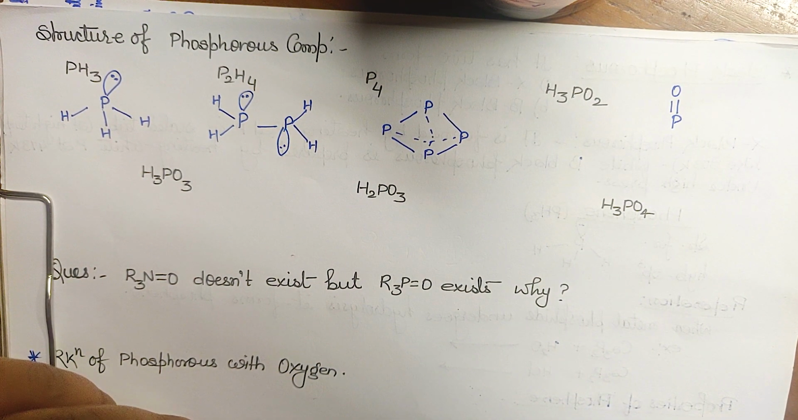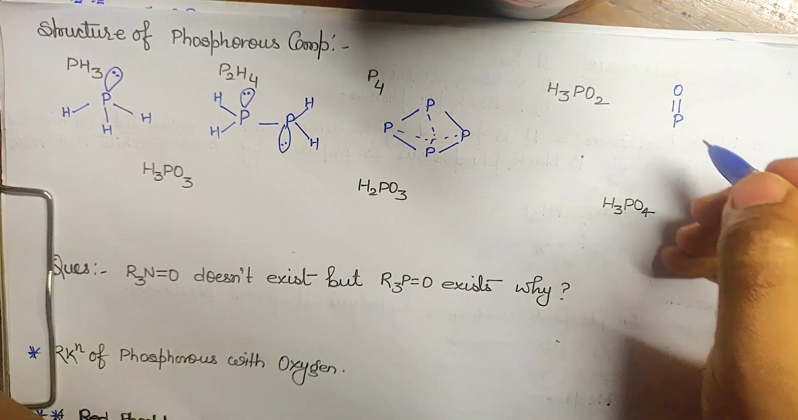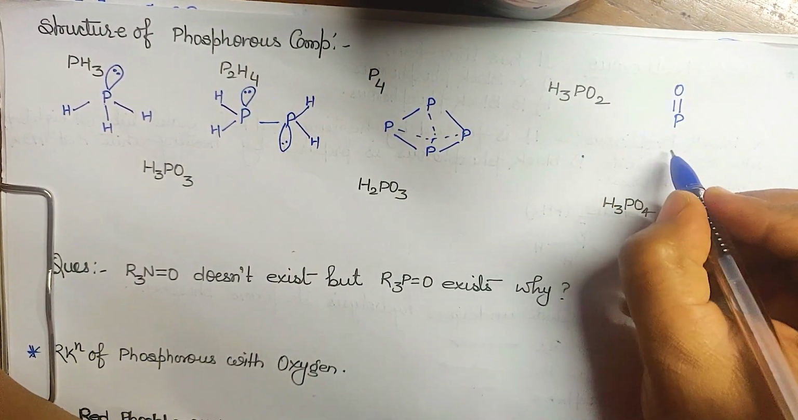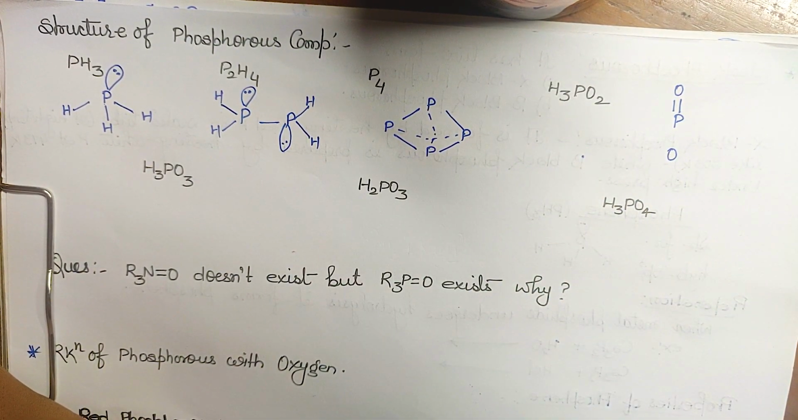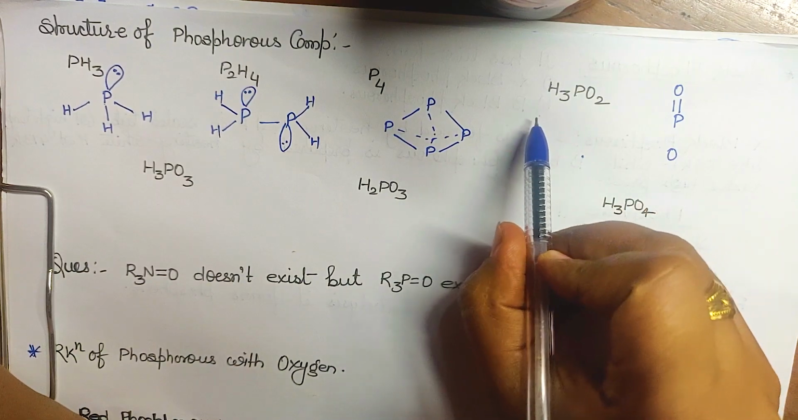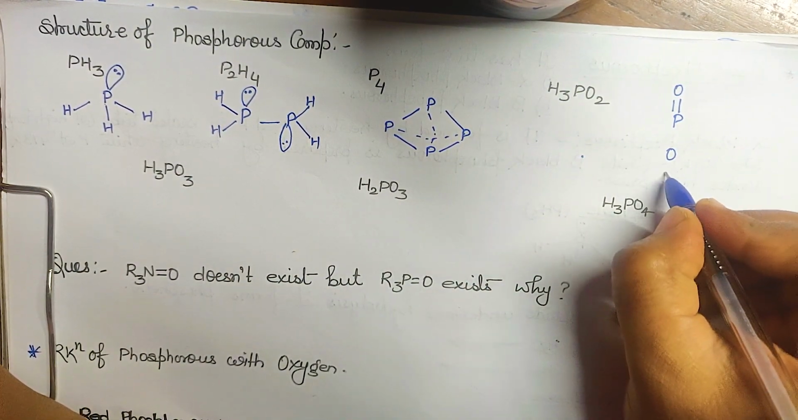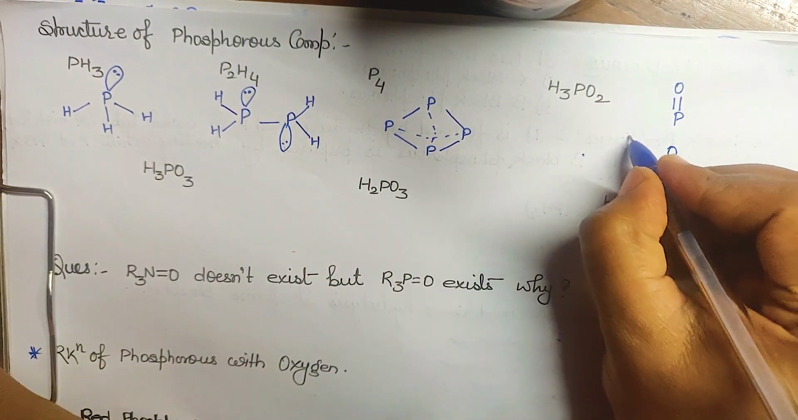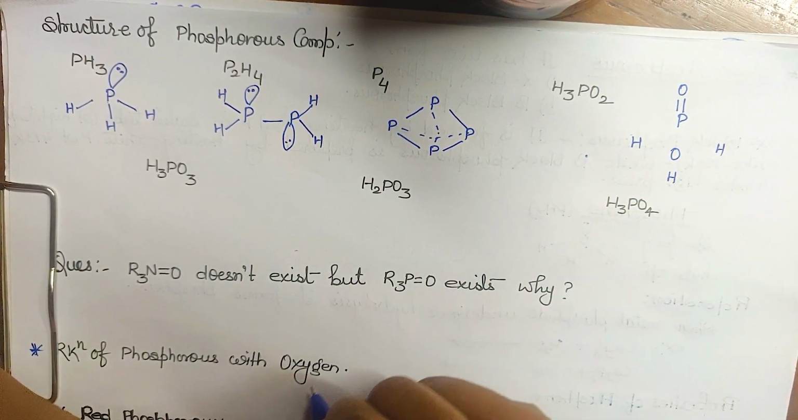After this, P4 and all these will show expanded valency. That means in the outermost shell, if you count, you will get that they have 10 electrons. How come? Let's see. So this is oxygen 1, and 3 hydrogens. Out of these 3 hydrogens, 1 will be attached to the oxygen and 2 will be directly attached to the phosphorus.